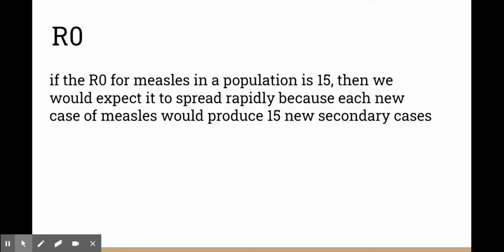So if we say that the R naught, for example, in measles is 15, then we would expect it to spread very, very quickly because each new case would produce around 15 secondary cases. This is why vaccinations are so critical, because if just a few people don't get vaccinated against a disease like measles, it really doesn't take much for the disease to just take off because it is so contagious.